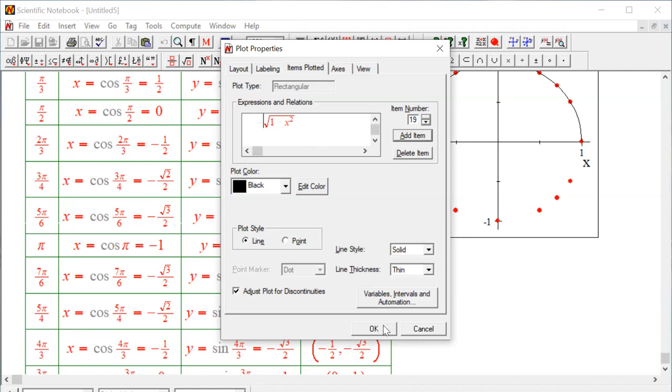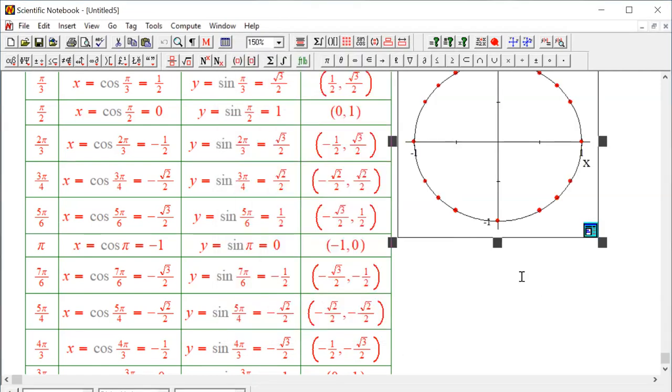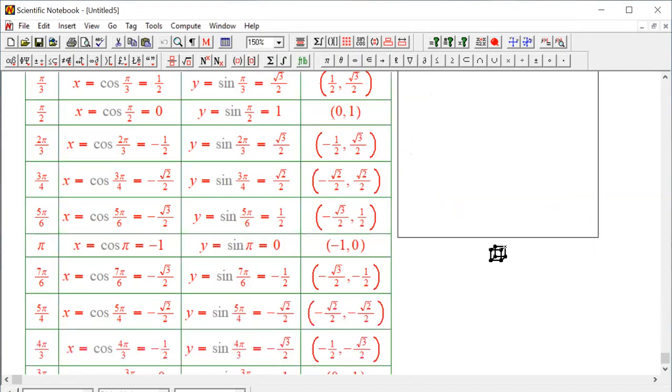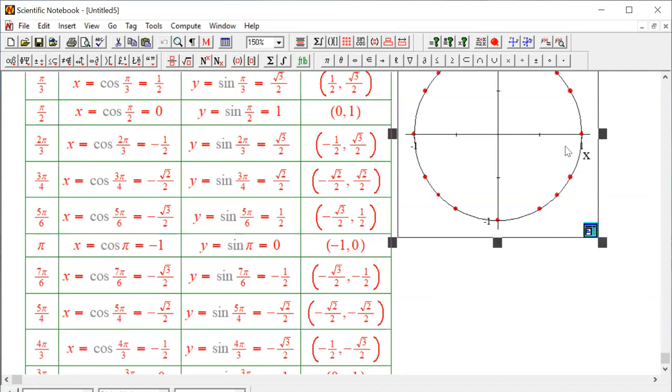So the full circle is complete, and we can put the directions in place. It's counterclockwise. I think this lecture is long enough.